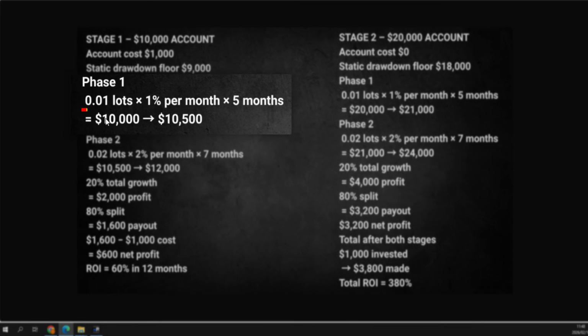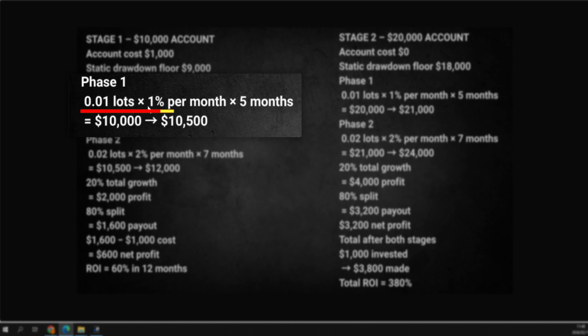So in phase 1, we are trading with 0.01 lots and we are looking at 1% per month. And phase 1 should last about 5 months. So after 5 months, our account should be at 10,500, aiming for the 1% per month. But this is where it gets interesting. This is when we switch gears and we're going to phase 2.